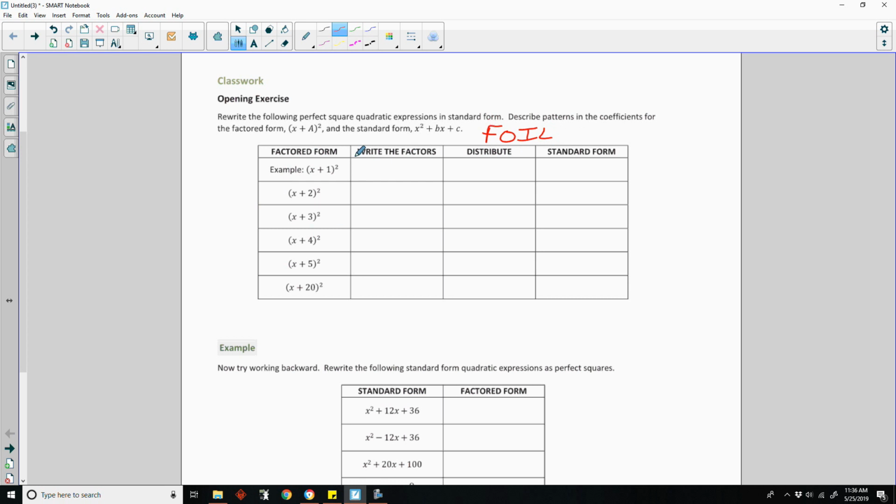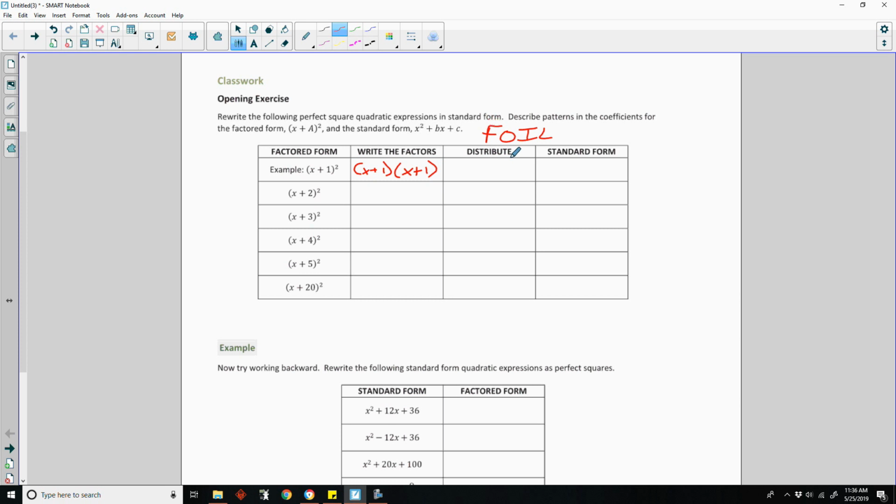Okay, so example 1, x plus 1 squared. Now remember that when a quantity is squared, it just means something times itself. So when we want to write these factors, it would just be what is being squared, x plus 1, times itself. So these are the two factors of x plus 1 squared. It just means x plus 1 times x plus 1.